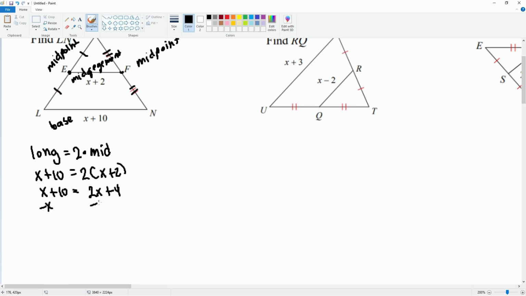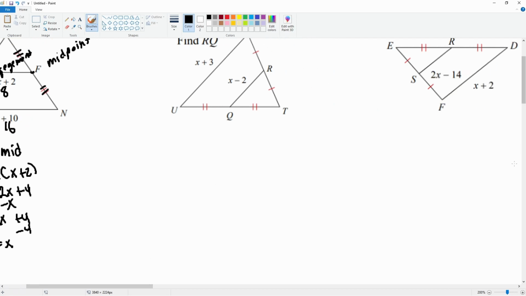Minus x, minus x. You get 10 is equal to x plus 4, minus 4, minus 4. You get x is equal to 6, right? That should make sense. So this 6 plus 2 is 8, and 6 plus 10 is 16. That does make sense. Perfect here, right?